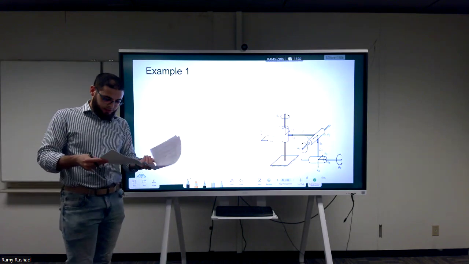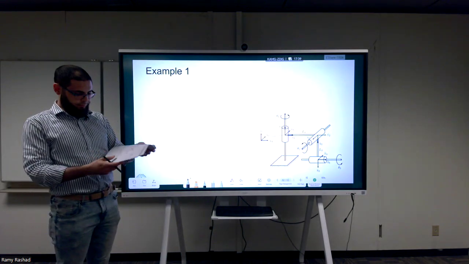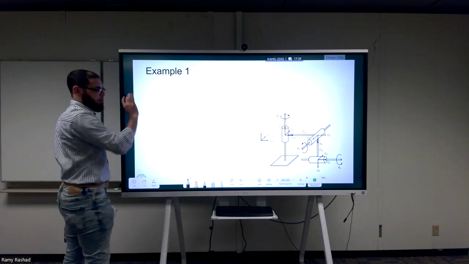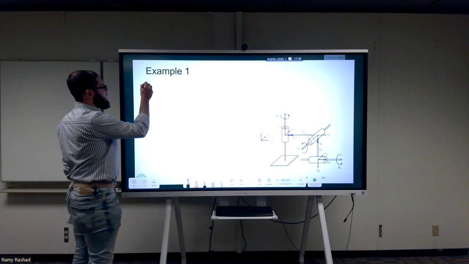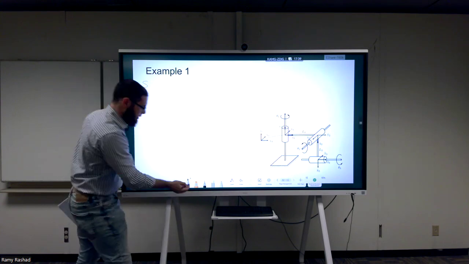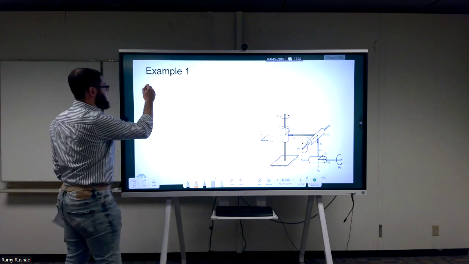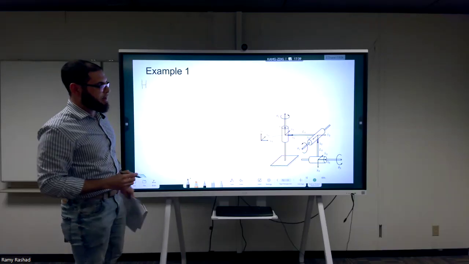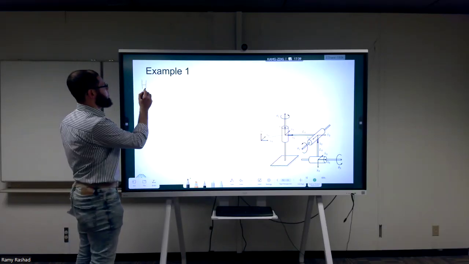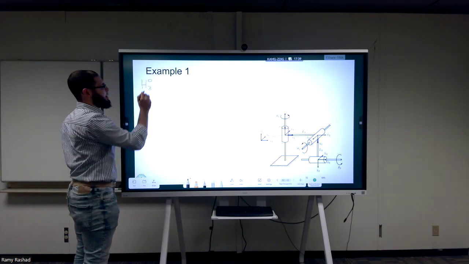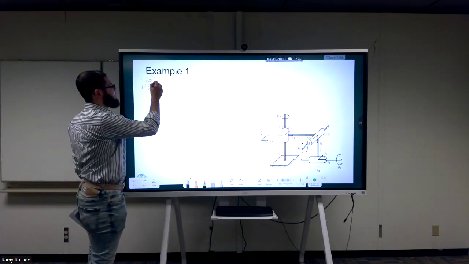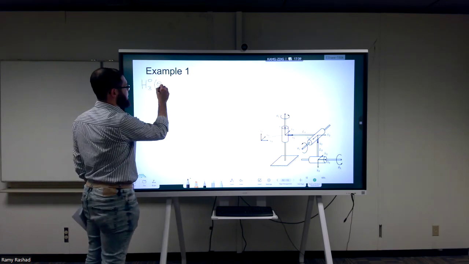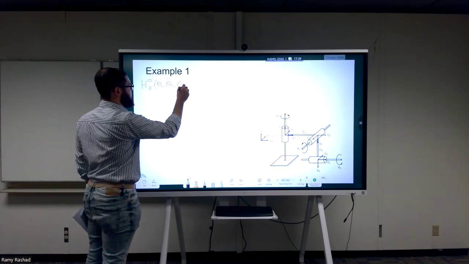So the first thing is, we need to identify a number of things. Let's write what we're trying to calculate here. We're trying to calculate the homogeneous transformation of the end effector frame, which is frame number 3, expressed in the spatial frame 0, as a function of how many joints do we have? Three. So we have theta 1, theta 2, and theta 3.